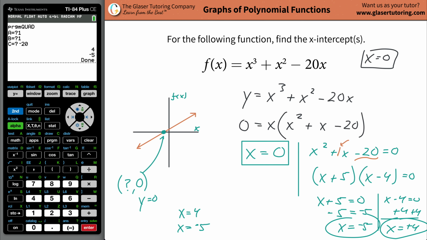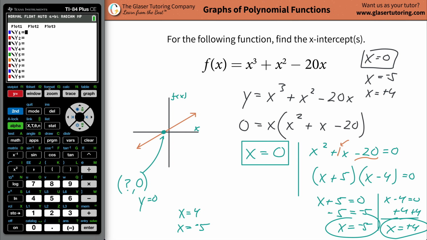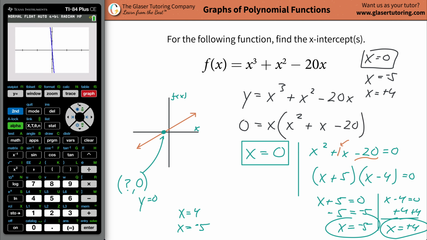Okay? So you really have three values. X should be equal to negative 5. X should be equal to positive 4. Right? And if you want to see it visually, now go to your graph. All right? Graph the function. So x cubed plus, no, careful, you got to hit over. Okay, hit over. There you go. Plus x squared minus 20x. Graph it. I'm going to zoom out for a minute. I'm going to go to zoom standard. Okay, good. So this will be good enough.